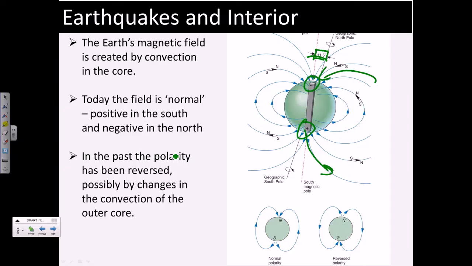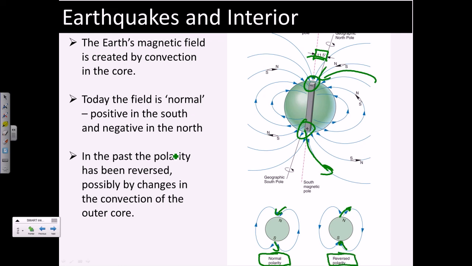We know from paleomagnetic studies that the poles actually reverse. We're in a normal polarity now, but it will actually reverse, and the field lines, instead of coming in at the North Pole and coming out at the South Pole, are going to come out at the North Pole and come in at the South Pole at some time in the future. We call that reversed polarity.